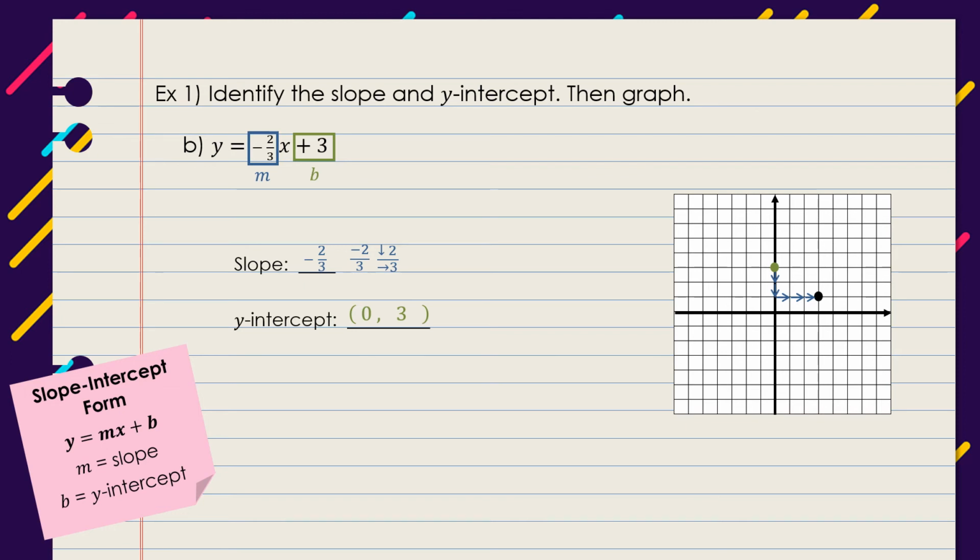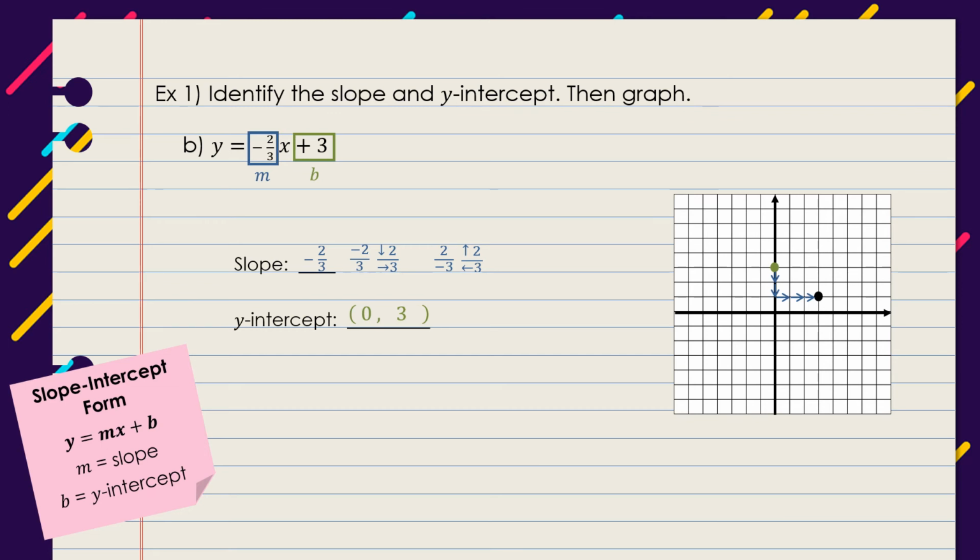Now, what if instead of assigning the negative to the numerator, we decided to assign the negative to the denominator? Will it make a difference? Let's see what happens. If I take the negative of the negative 2/3 and assign it to the denominator, this becomes positive 2 over negative 3. This means that the positive 2 tells me I'm going to go up 2, and the negative 3 tells me I'm going to go to the left 3.